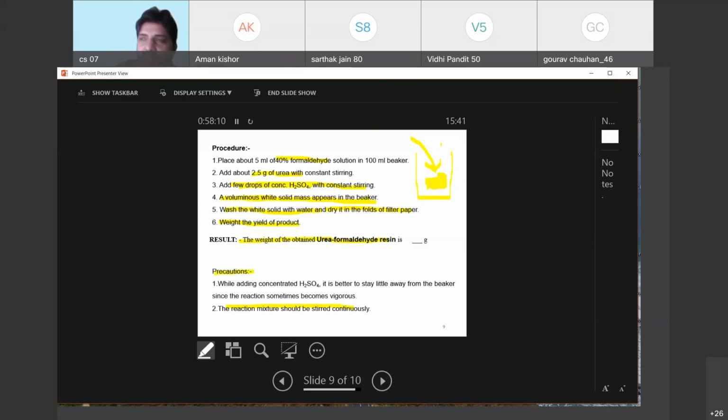You have to perform stirring with the help of glass rod continuously, regularly. Okay. So that you have to do.